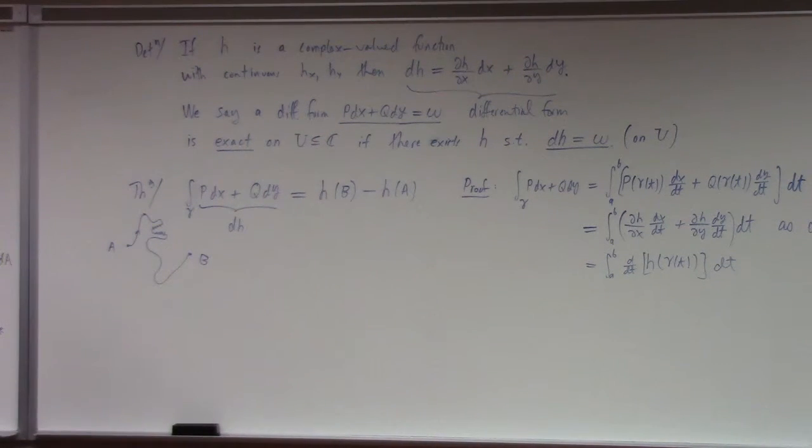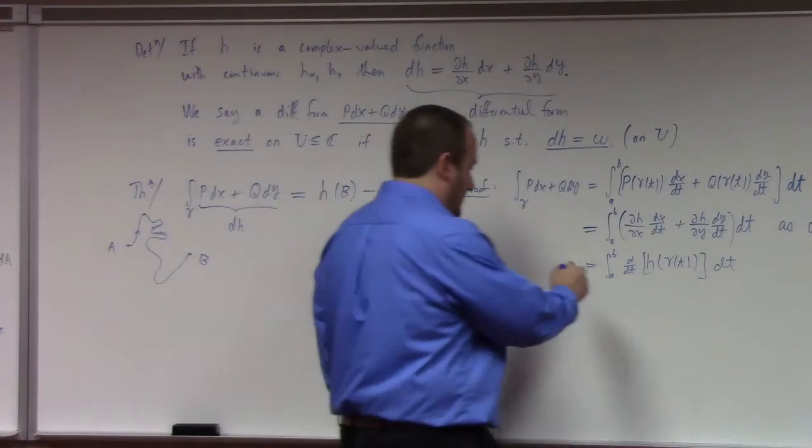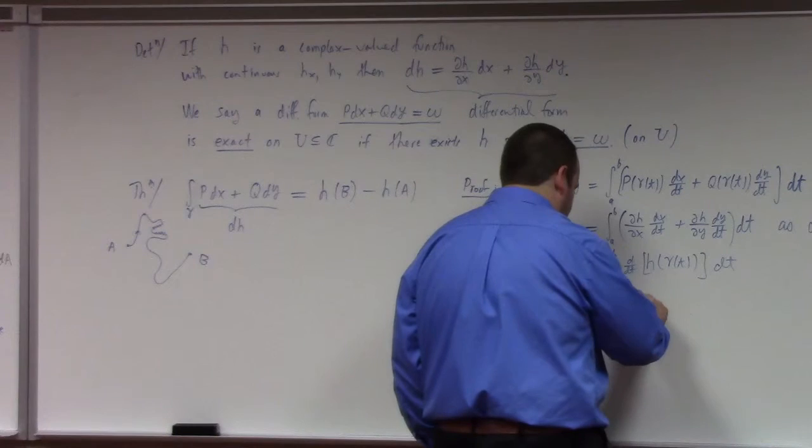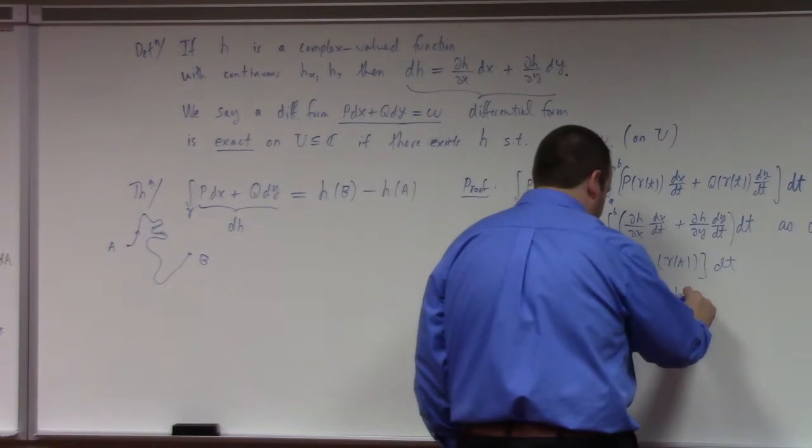And h is complex valued. Fine, you got me. It's true. But there's a fundamental theorem of calculus for vector valued functions of a real variable, which says that you can just... there's a theorem from calculus 3 which tells me that this is in fact just h of gamma of b minus h of gamma of a.